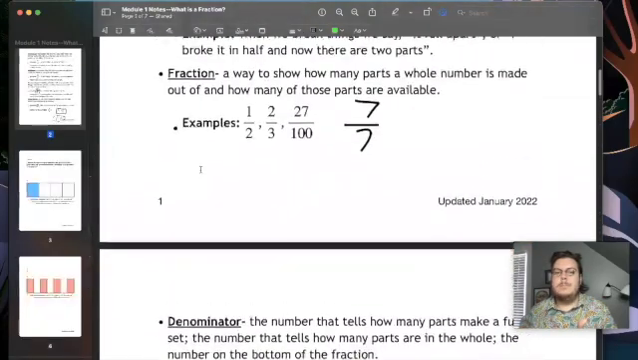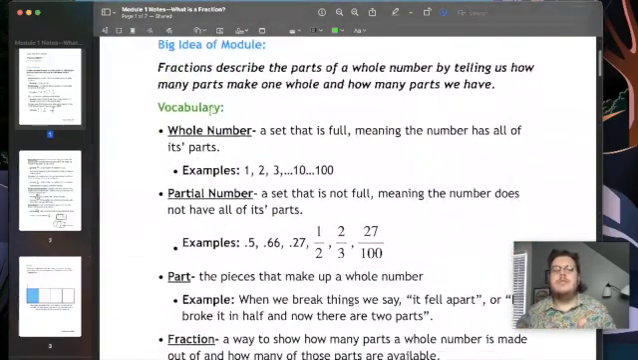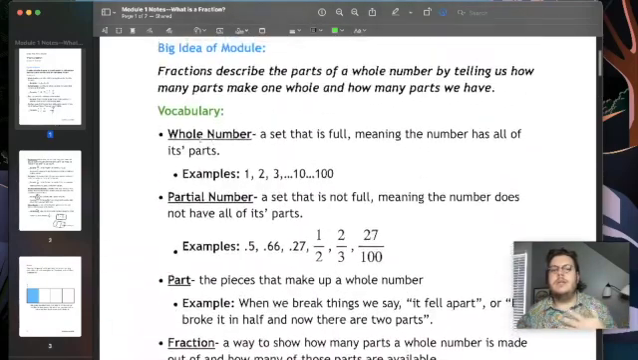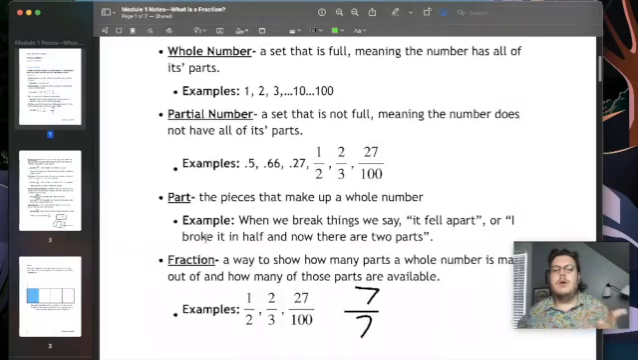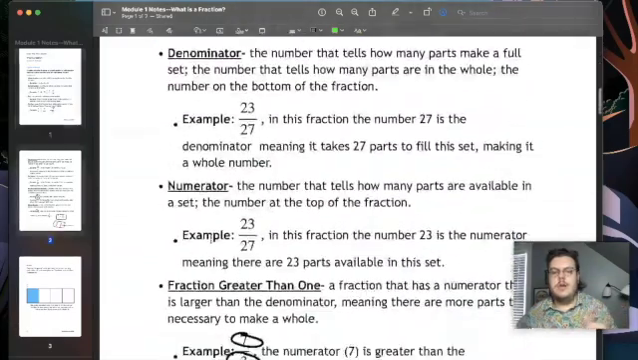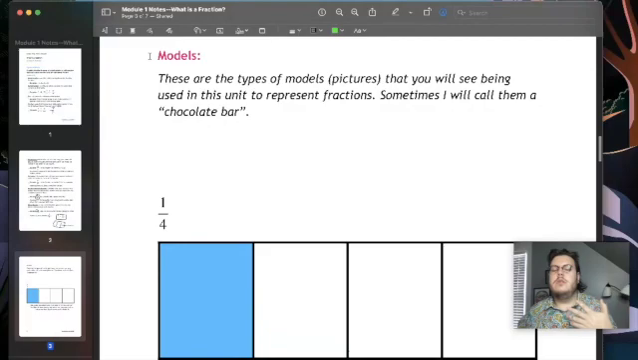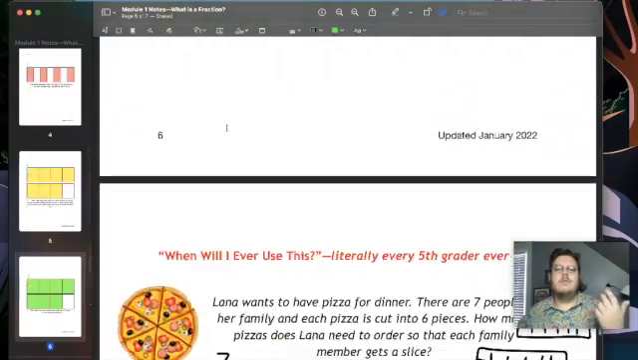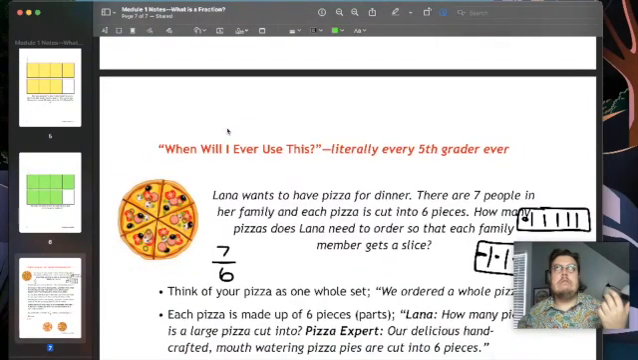Actually, I think I'm going to do vocabulary as each word or each phrase, so that you don't have to sit through the whole vocabulary thing. So there will be a chapter for whole number, partial number, part, fraction, and so forth. And then I'll just do models and our favorite quote ever: when will I ever use this? Okay, so I hope this video is helpful for you.